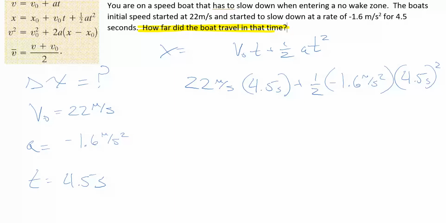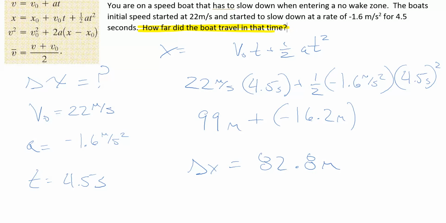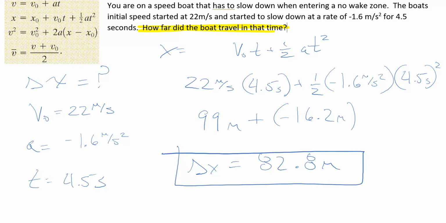And then through doing the math on my calculator, I have 99 meters, the seconds go away, and then over here I have plus a negative 16.2 meters. And when I add those two up, in the end, I find that my change in x is only 82.8 meters. I box or circle my answer, and I'm all good.